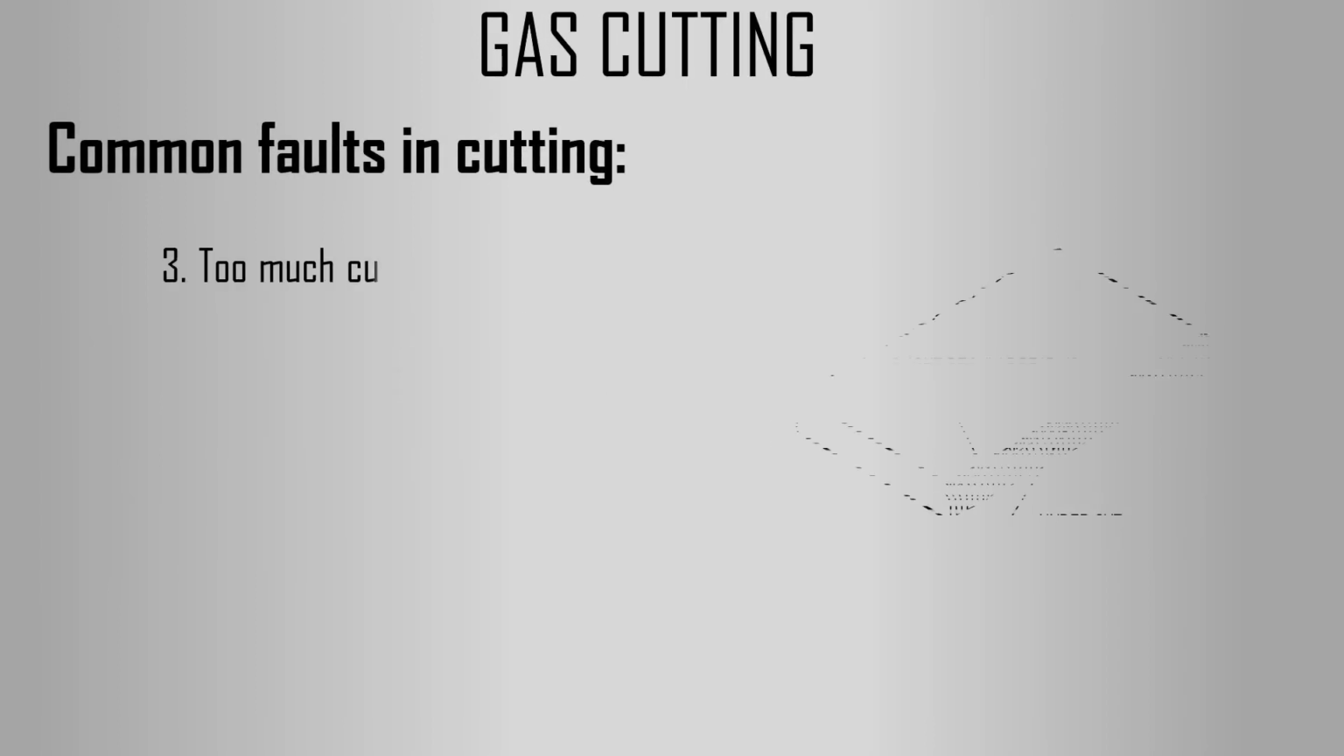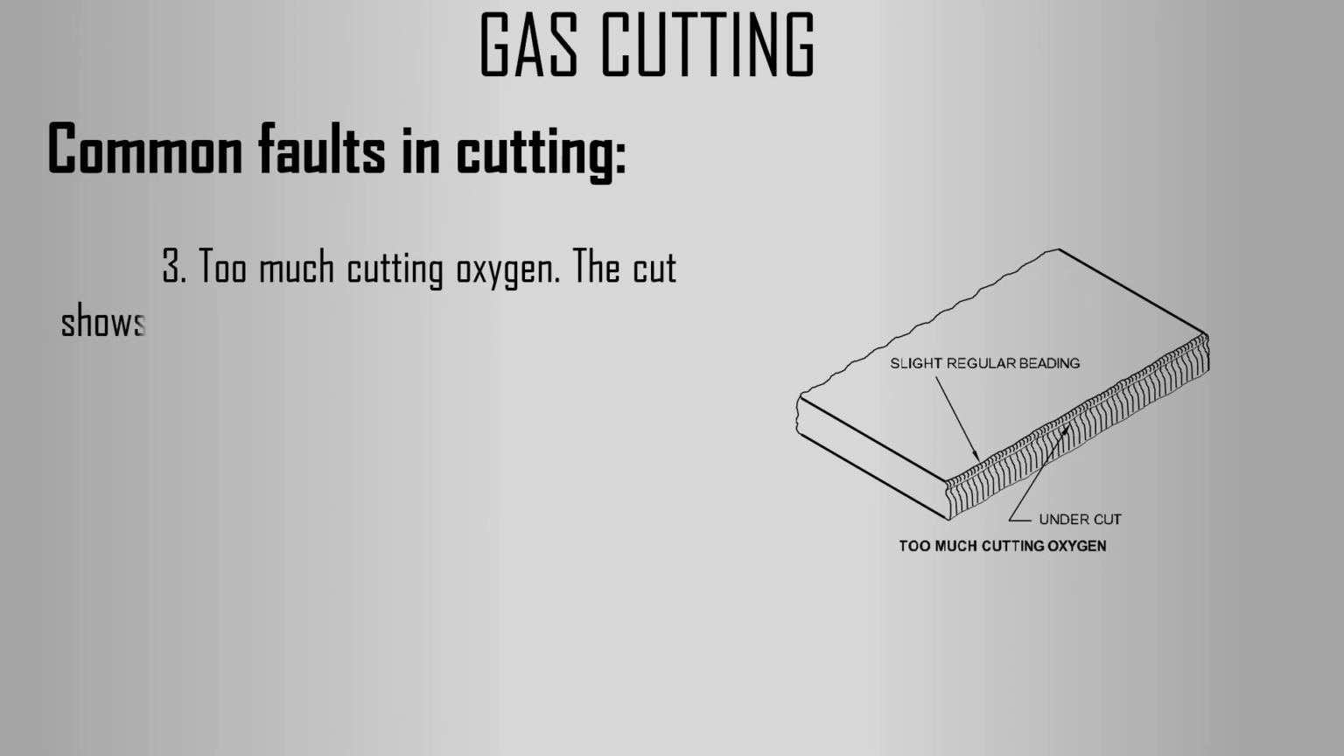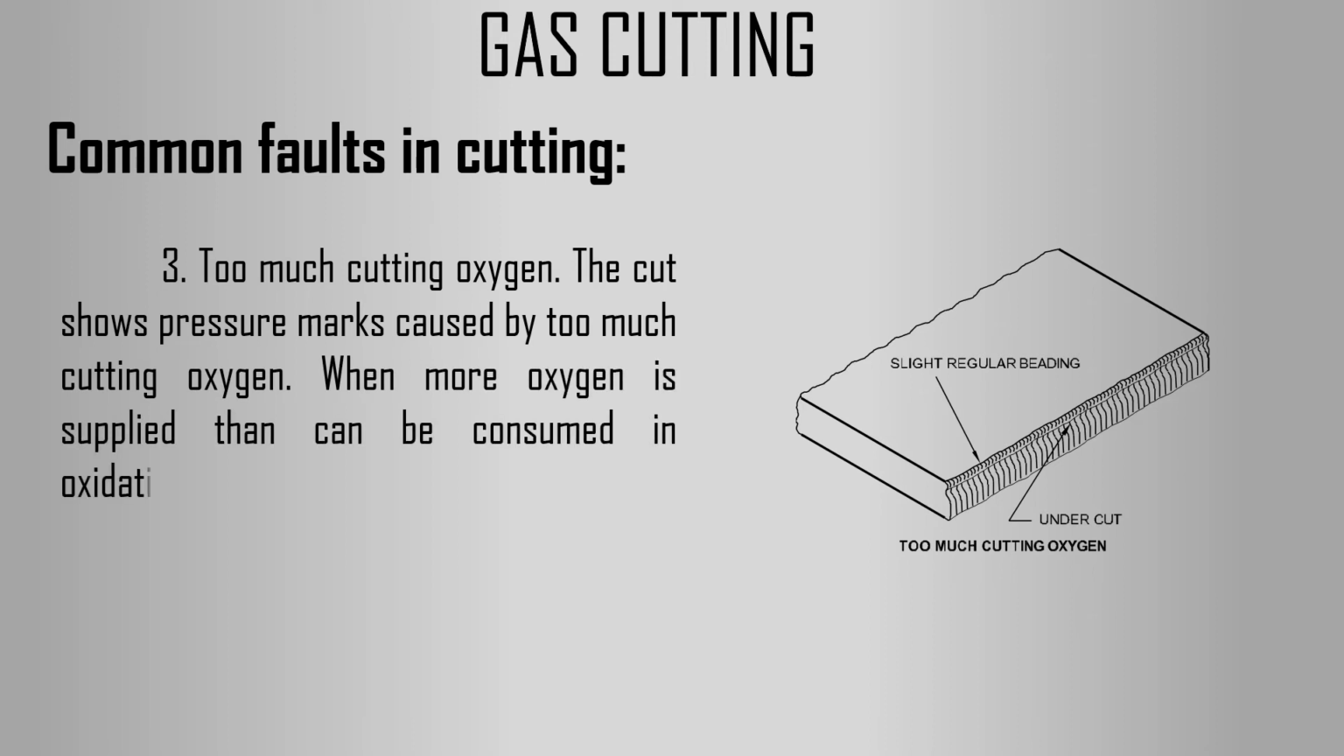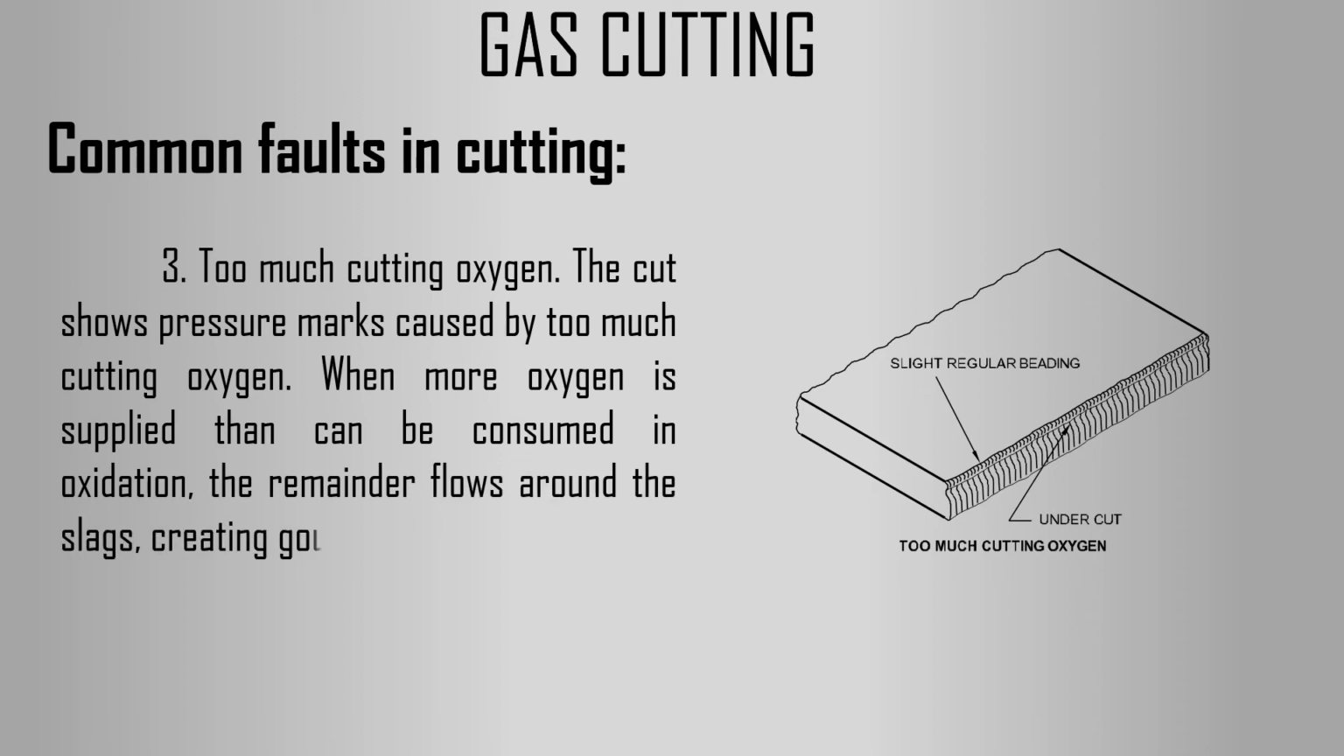Third type is too much cutting oxygen. The cut shows pressure marks caused by too much cutting oxygen. When more oxygen is supplied than can be consumed in oxidation, the remainder flows around the slags, creating gouges or pressure marks.